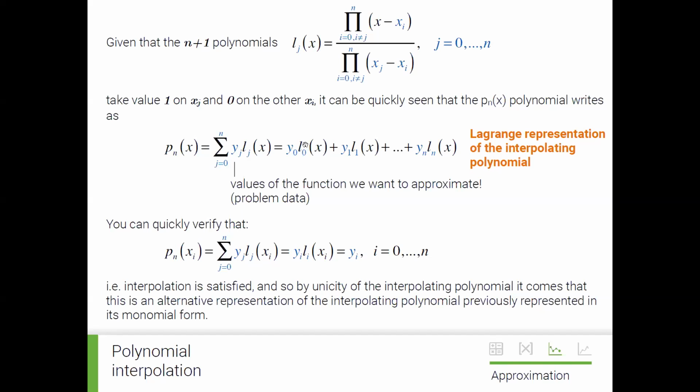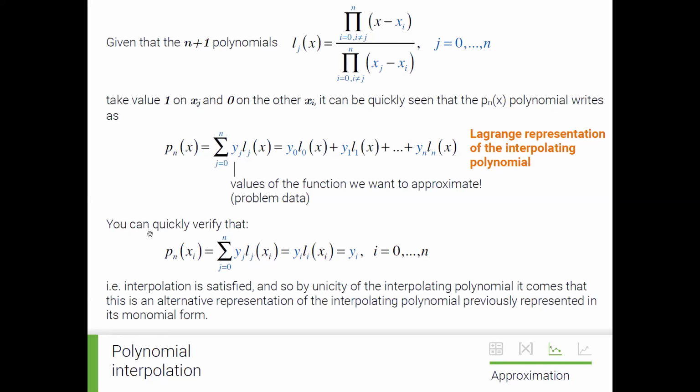This is the Lagrange representation of the interpolating polynomial. Here, yj are the values of the function which we want to approximate. We can call it problem data. We need to find this yj, so we need to approximate it.